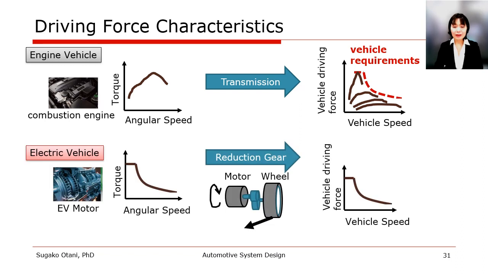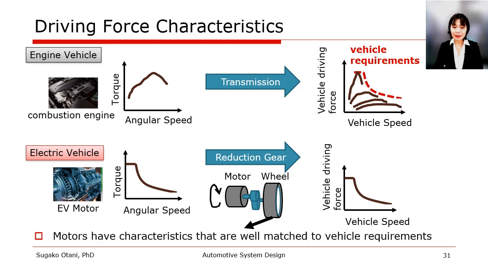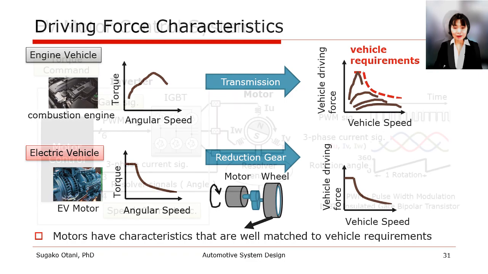Compared to internal combustion engines, EV motors have characteristics that are well matched to vehicle requirements. So, we can make an EV motor system without complicated mechanics. Just add one reduction gear between the motor and the wheel. The motor can also rotate in reverse, eliminating the need for a reverse gear. The engine can only rotate forward. That is why motors are suitable for automobiles.